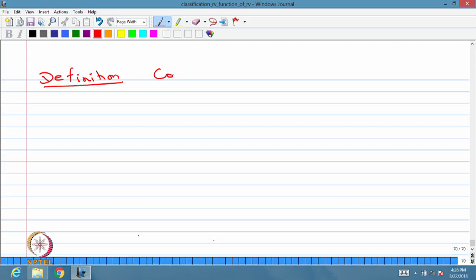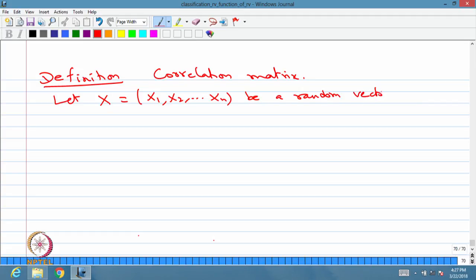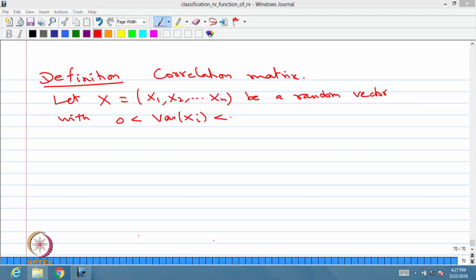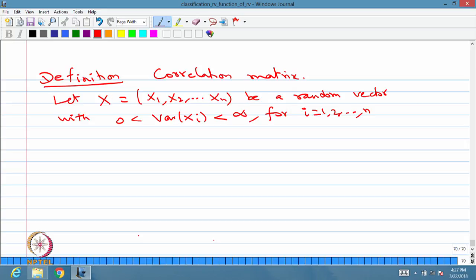That is a correlation matrix. Let capital X be a random vector whose elements are x1, x2 and so on, xn, with the individual variance of each random variable not equal to 0 and finite, for i equal to 1, 2 and so on, all n random variables.